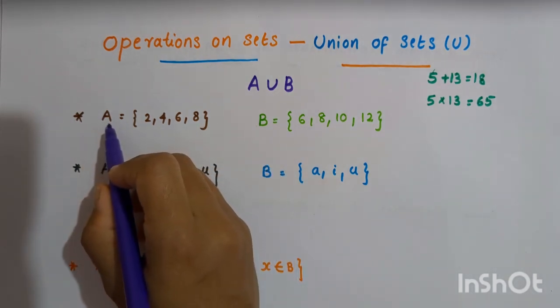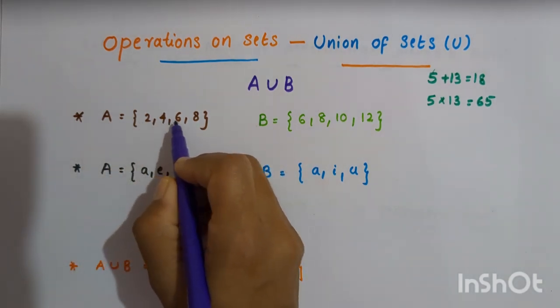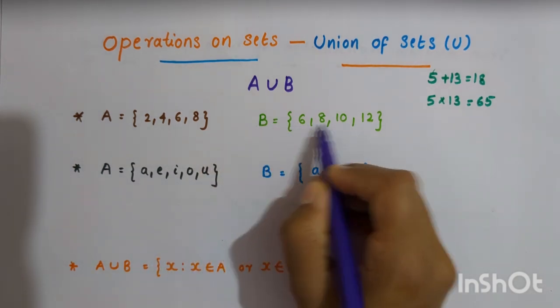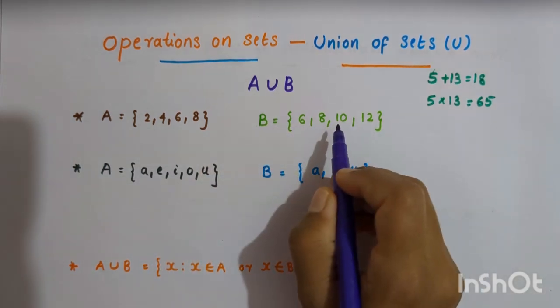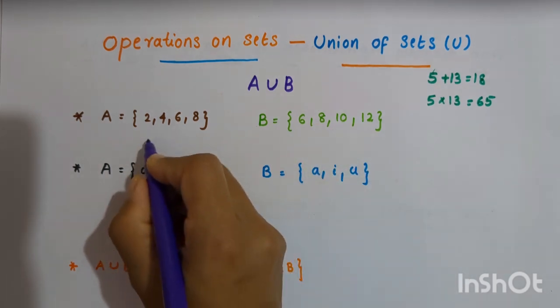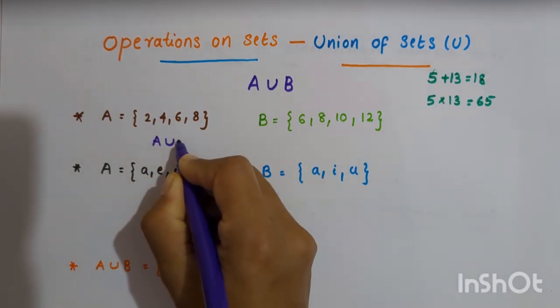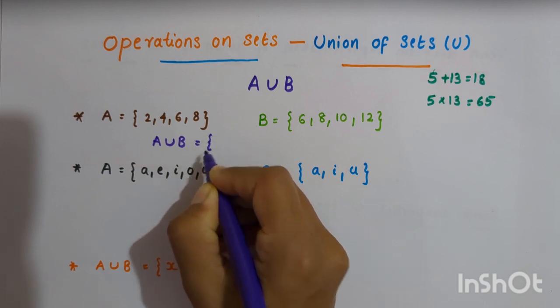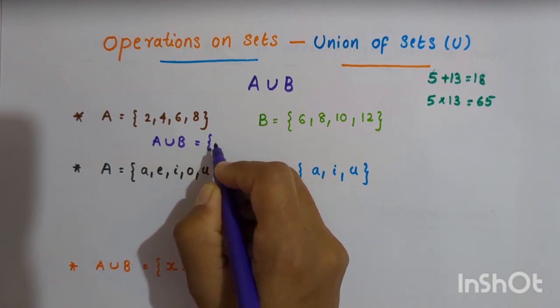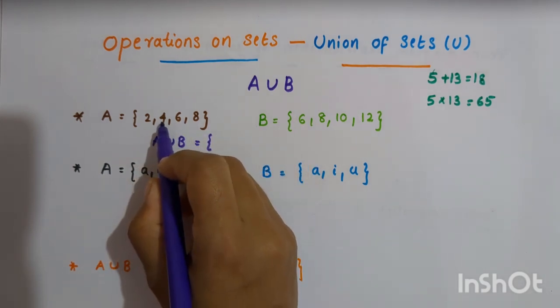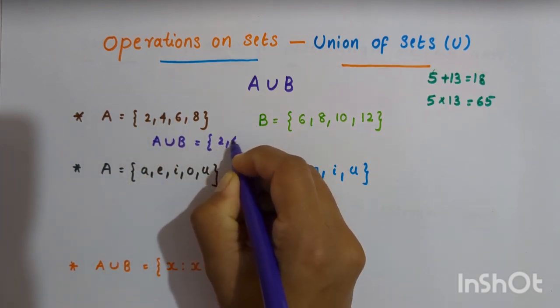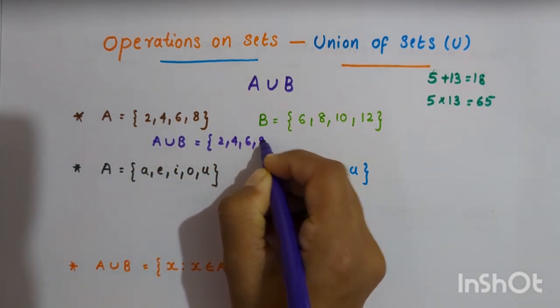Let us see one example for the union of sets. Consider one set A. This contains 2, 4, 6, 8. Another set B has these elements 6, 8, 10, 12 in it. Now, if you find A union B, you will be getting a new set which consists of all the elements of A. So, all the elements of A must be written here: 2, 4, 6, 8.